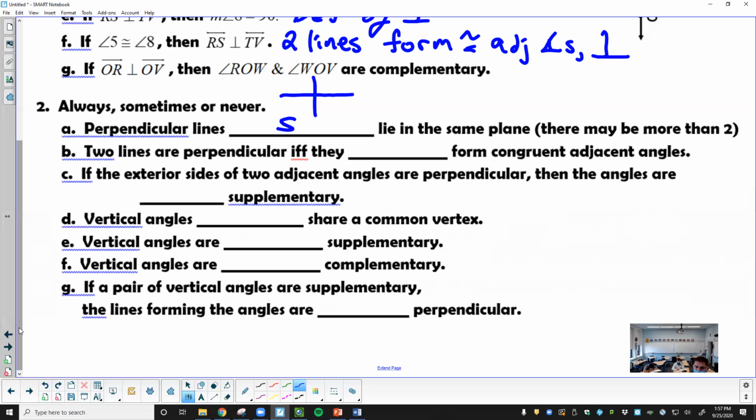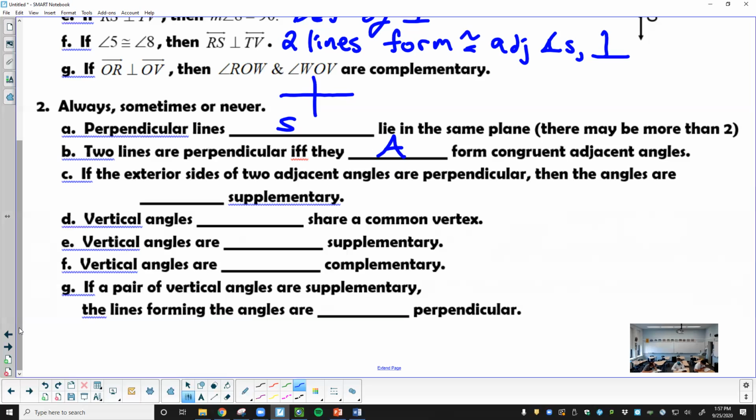Matt? So 2 lines are perpendicular if and only if they sometimes, always, never form congruent adjacent angles. Is that one of our theorems? Always. Always, yeah, that's why. Because it is one of our theorems, right?